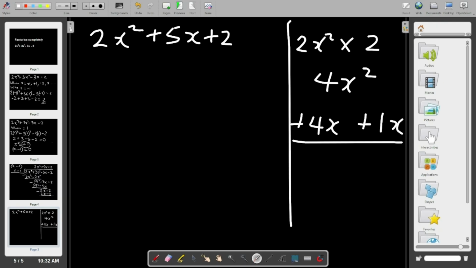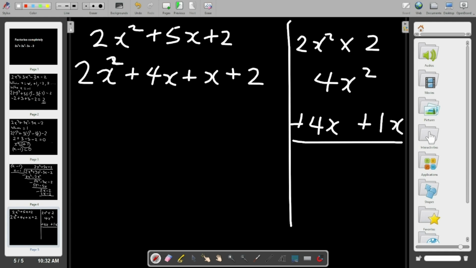Now the next thing you do is to remove this middle term, which is this plus 5x. Remove it and substitute with these two values, which is plus 4x and plus 1x. Let's do that. So here you now have 2x squared, then we substitute there. Let's just write plus 4x and then plus x. Then plus 2. We are factorizing.